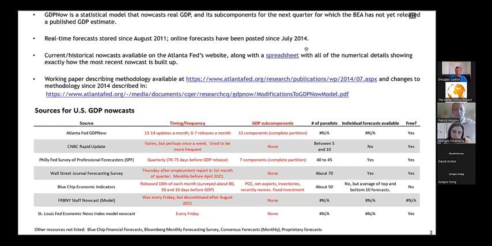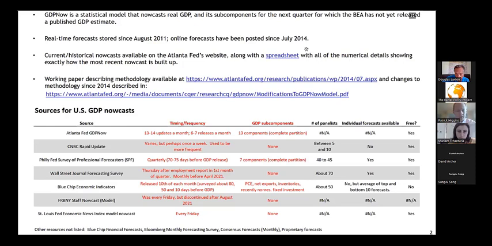So in the table below are some other estimates of GDP nowcasts. Some of these are proprietary surveys. A few of these are from the Fed. The bottom one is the St. Louis Fed nowcast.